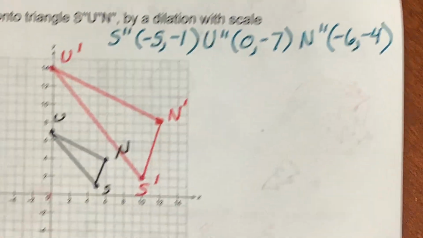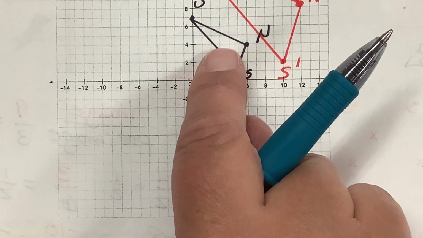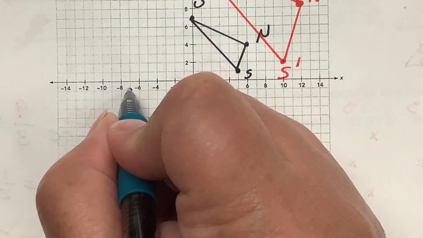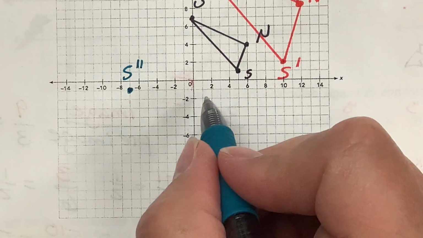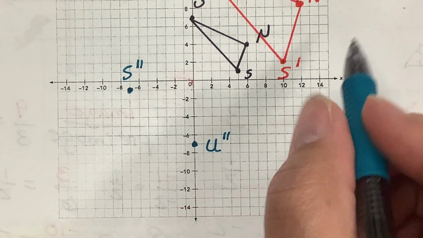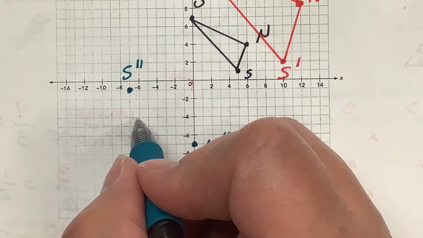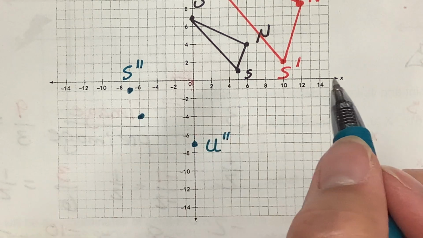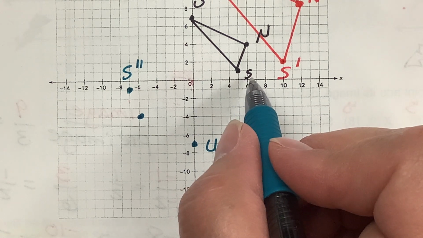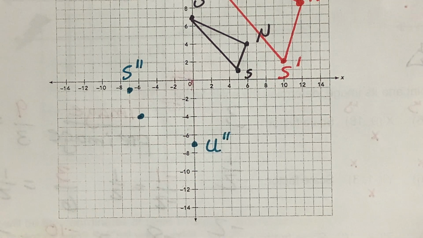And now when I graph it, it's going to be right over here. But it's going to be the same size as the original because it was -1. So let's try this. -5, -1, S double prime. 0, -7 is U double prime. And -6, -4, which is kind of hard for me to see. Why do I feel like that doesn't look right? -6, -4, negative. Is that right?